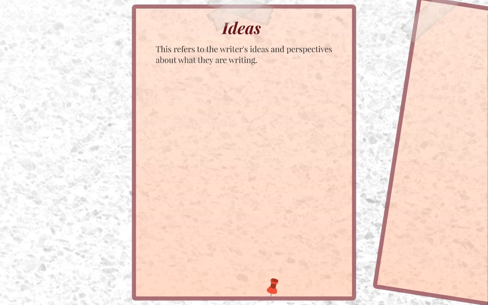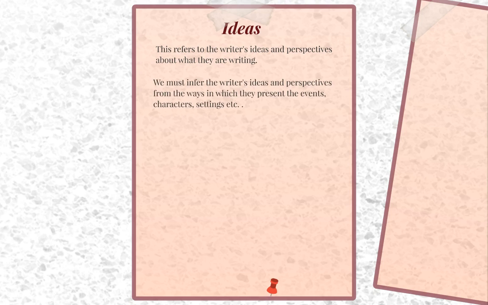Now, as I said, this refers to the writer's ideas and perspectives about what they're writing. And to get to those, we have to use inference. We have to interpret. And again, this is where our contextual knowledge comes in really useful, because although we're not going to be making any direct comment about issues of context, we need to understand the context of these 19th century prose fictions to be able to see the ideas that the writer is conveying to us.